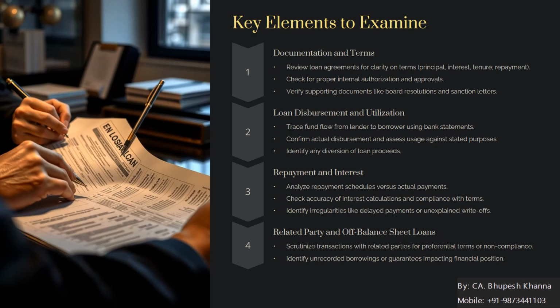D. Related party and off-balance sheet loans. Scrutinize transactions with related parties for preferential terms or non-compliance. Identify unrecorded borrowings or guarantees that may impact the financial position.